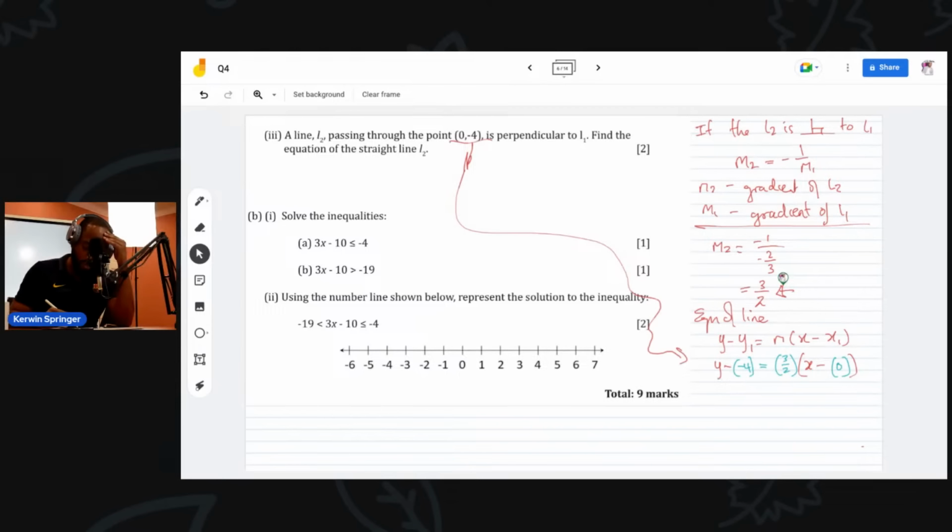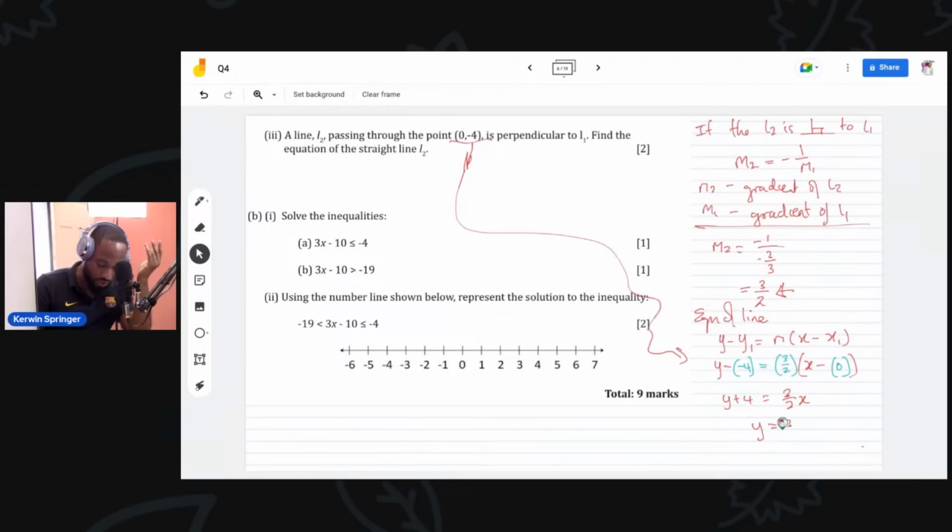So this is y plus 4 equals 3 over 2 x, because 3 over 2 times x minus 0. And then y is equal to 3 over 2 x minus 4, and that's the answer. Find the equation of the straight line. So what do you think?